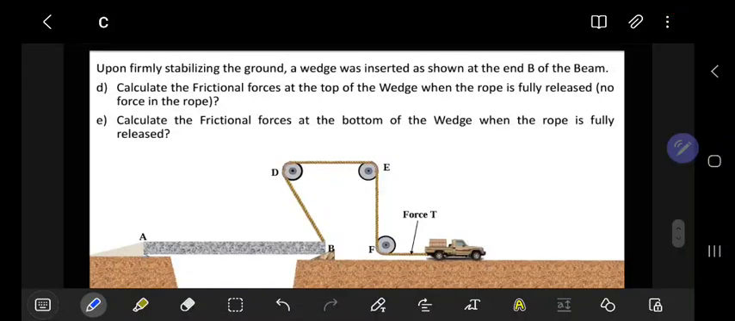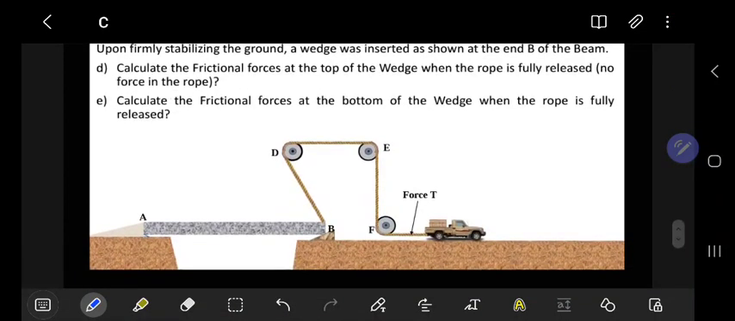Hi guys, in this tutorial we're going to look at E. We continue looking at the series of an engineer trying to fix a bridge, and this time around we're looking at the friction at the bottom of the wedge there.